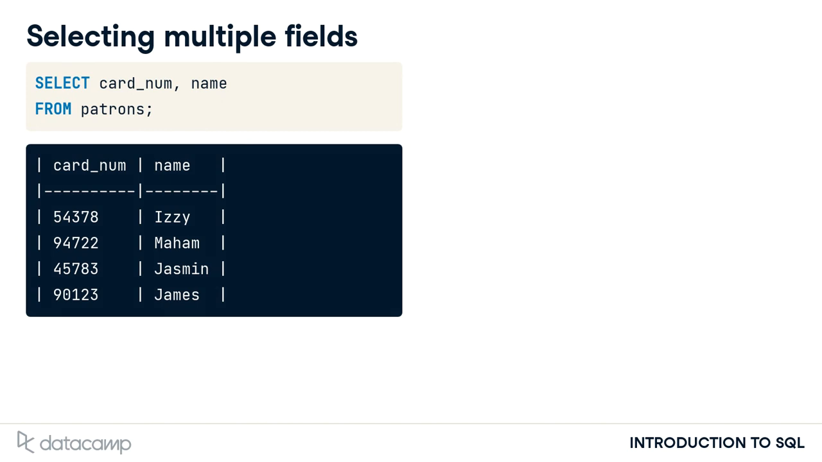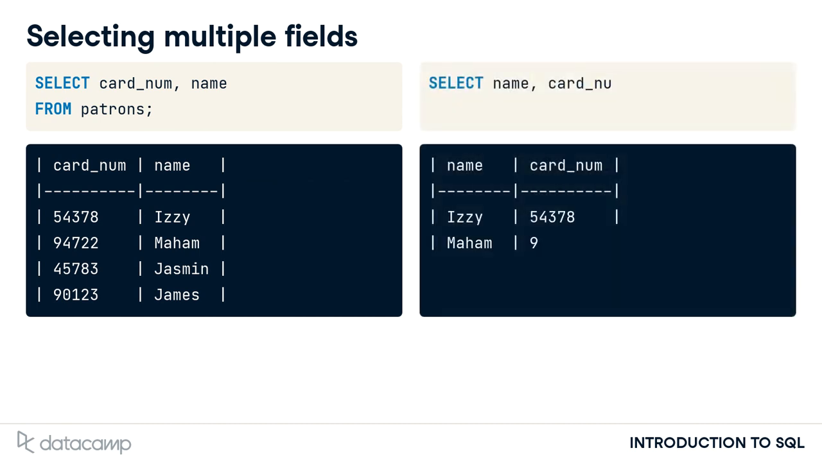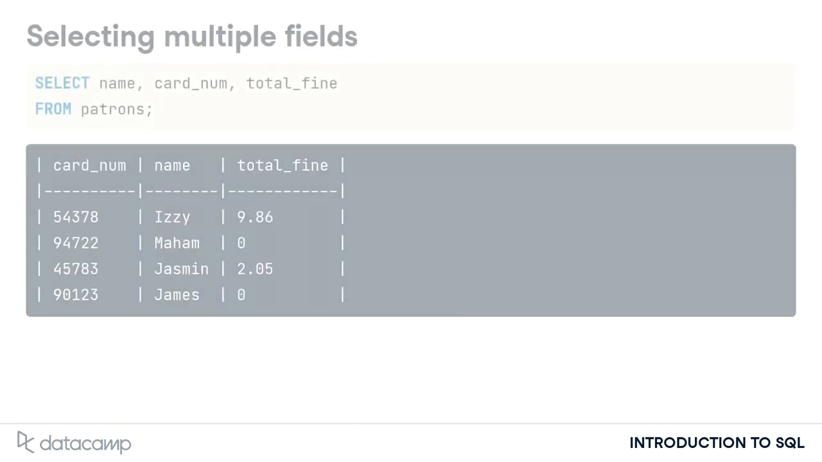To select multiple fields, we can list multiple field names after the select keyword, separated by commas. For example, to select card number and name, we'd list both field names in the order we'd like them to appear in our result set. Notice that this does not have to match the order the fields are presented in the table. Listing name before card num means that name appears first in the results.